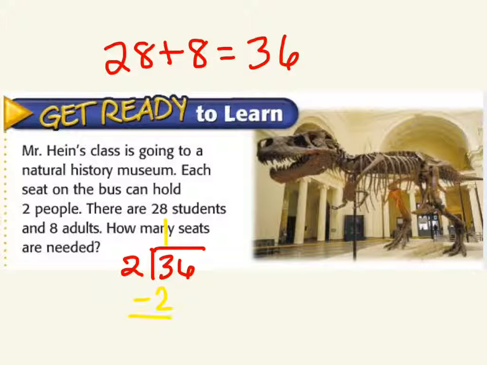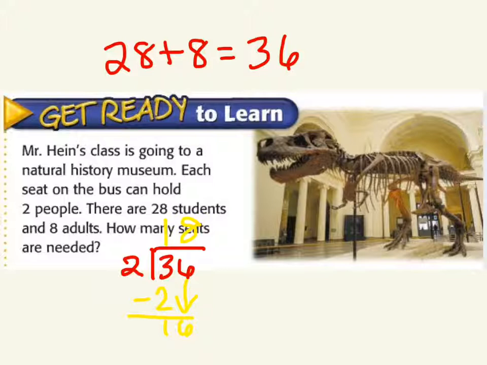So I'm going to subtract it from the 3 that I just divided into. 3 minus 2 is 1. And I'm going to bring down the next number because I'm not finished yet. The next number is a 6. So now I have, how many times does 2 go into 16? If you don't remember that one off the top of your head, count by 2s. 2, 4, 6, 8, 10, 12, 14, 16. It goes in 8 times.